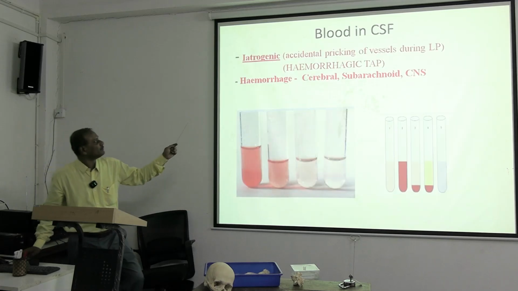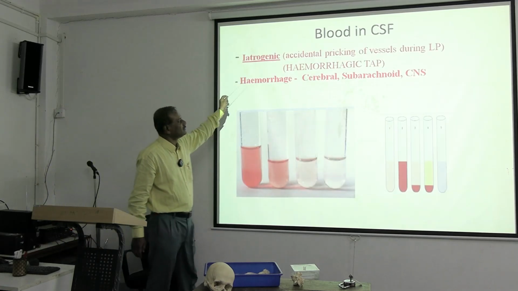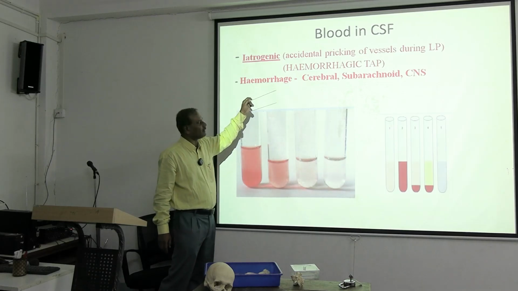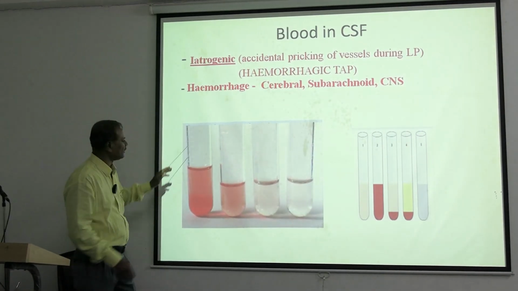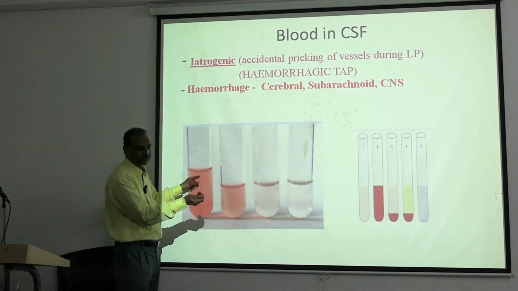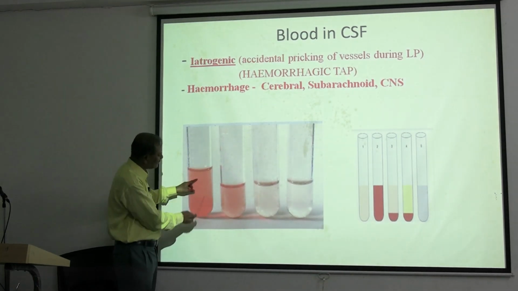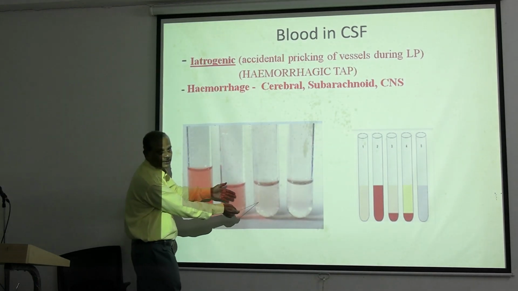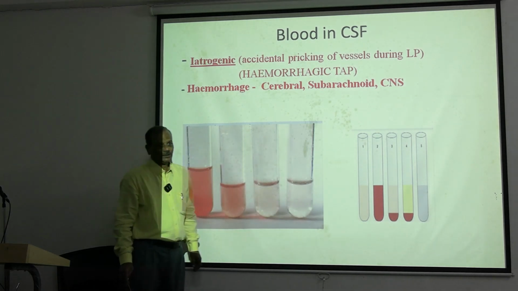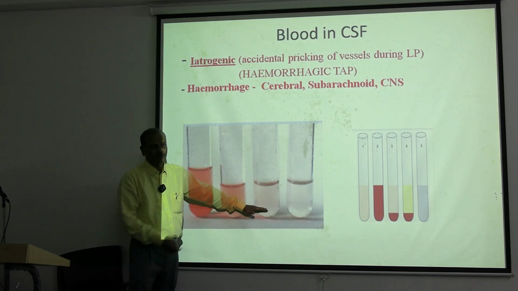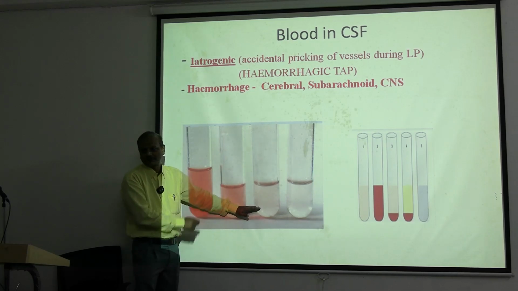So blood in CSF can be traumatic, from accidental pricking during lumbar puncture. It's a hemorrhagic tap basically. Now, how to rule it out? If you have made an accidental puncture of a blood vessel, the initial samples will be bloody. The next samples you will see are clearer, more clear. So you have to collect them. During this time, 6 ml of CSF has been wasted because of blood, so you need to collect some more.